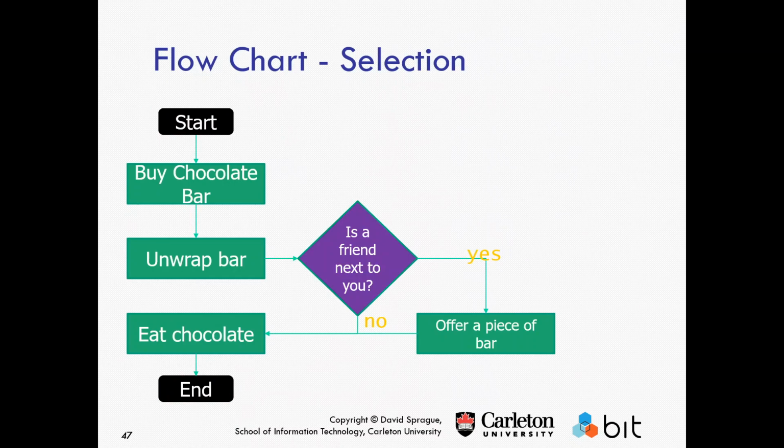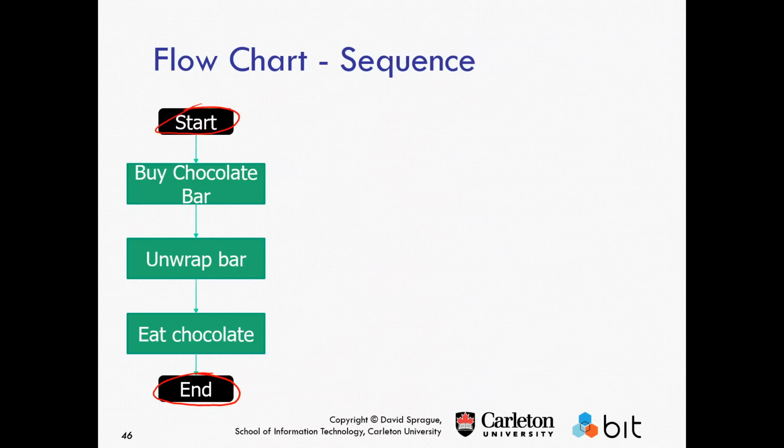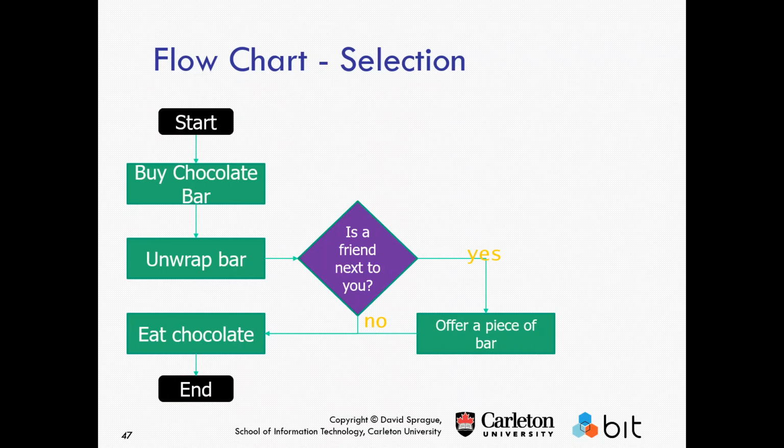What if I have a conditional in there? So instead of this direct line, I'm going to go to a conditional. I'm going to see if my friend is next to me. Is your friend next to me? If so, offer them a piece of chocolate. If they are not, eat the chocolate bar. Okay. Notice you offer them a piece of chocolate. It doesn't matter what their response is. You still eat the chocolate bar because you're a jerk, it seems. But this would be a conditional in effect.